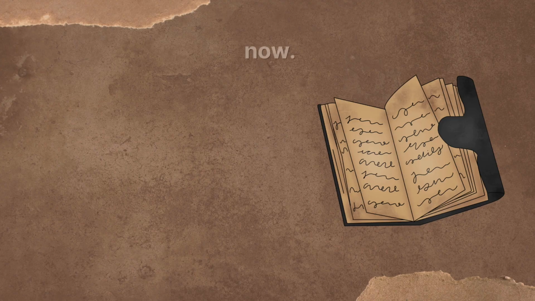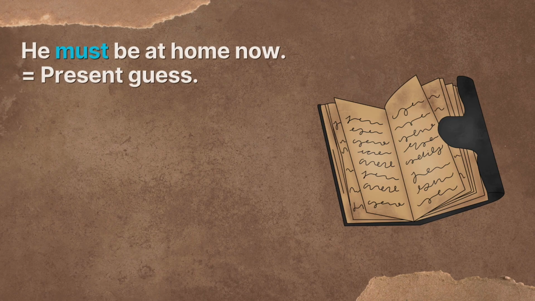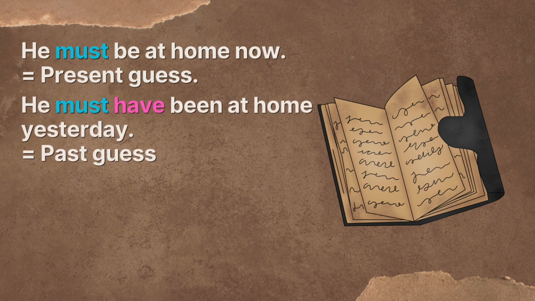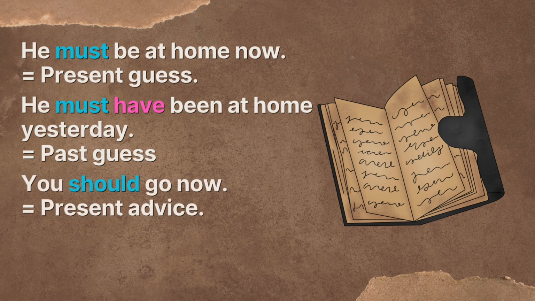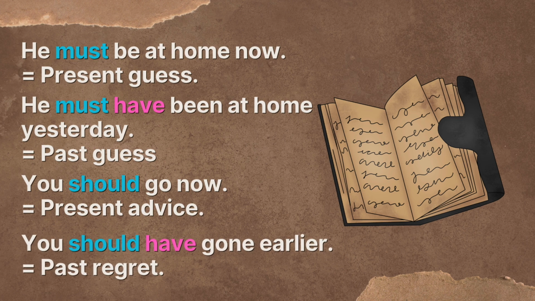I'm going to show you 4 examples so that you can understand this idea clearly. He must be at home now. This is our present guess. He must have been at home yesterday. This is our past guess. You should go now is present advice. You should have gone earlier is past regret.